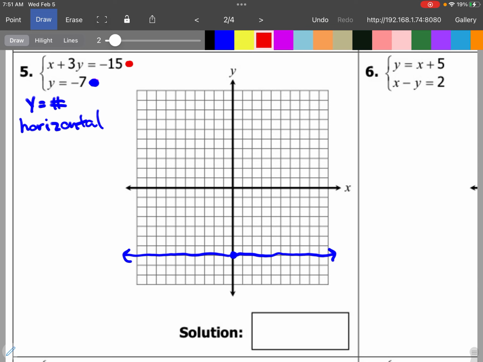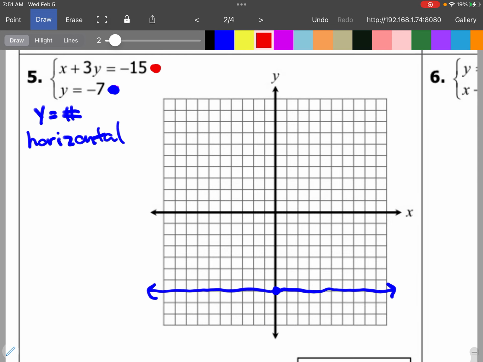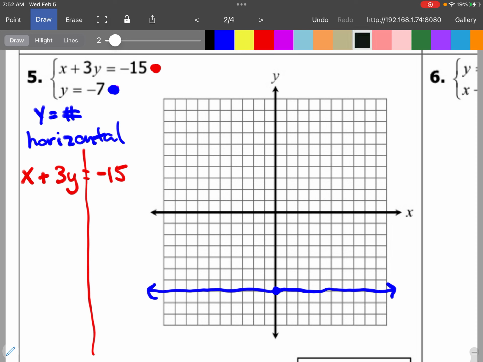Now for our red line right here, this one up top. This bad boy is not ready to be graphed yet. There's some work that we have to do in order to get the slope-intercept form. Here's the work. And if at any time you need to pause the video to ask a friend, hey, what just happened? You do that. First thing we're going to do, let's move x to the other side, because that's where it's supposed to be.